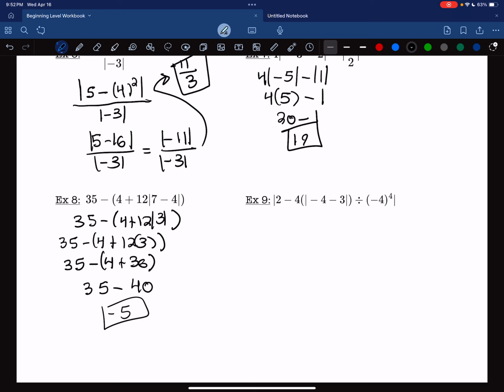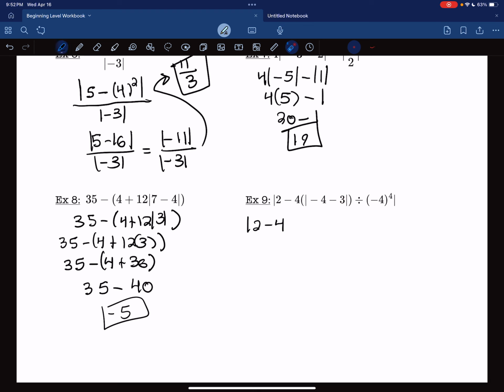And then looking at example 9, we now have a little bit going on, but that's okay. We got this. So we have 2 minus, let's just write it out. Well, let's first see what we're going to do first. So we have these absolute value bars. So we're going to simplify this absolute value first.